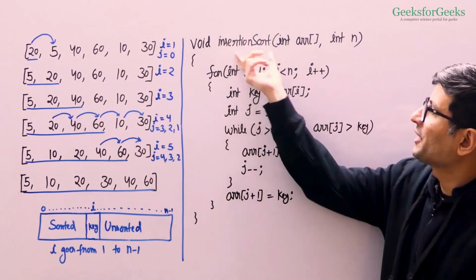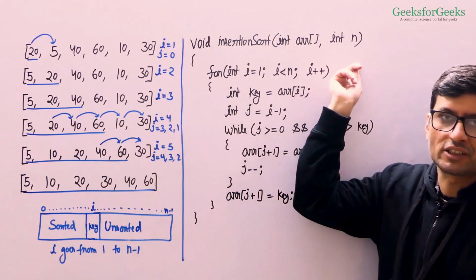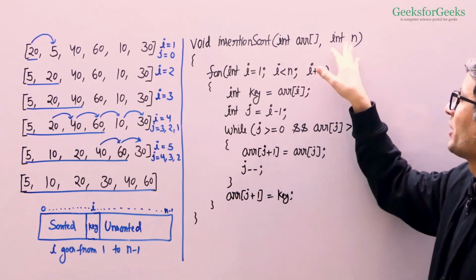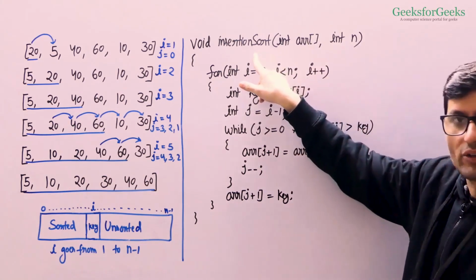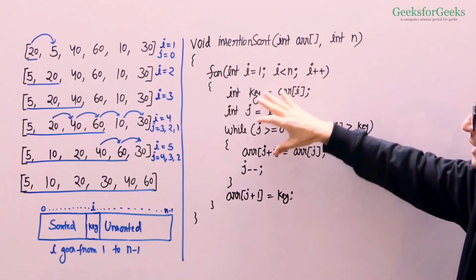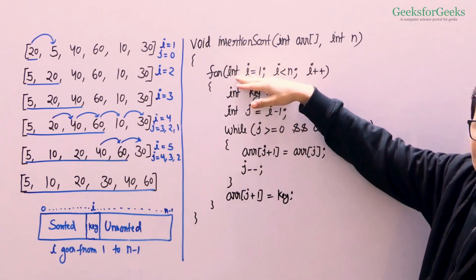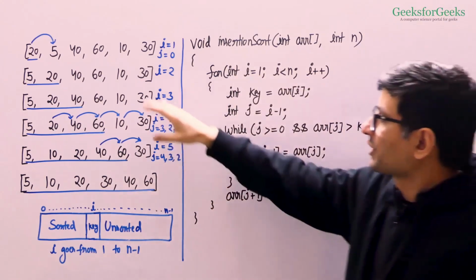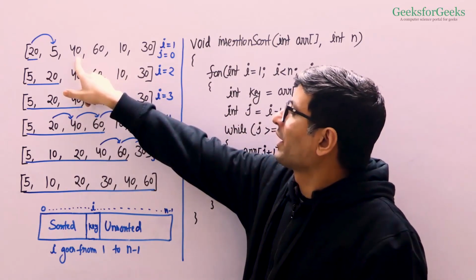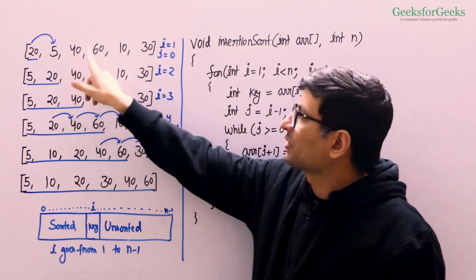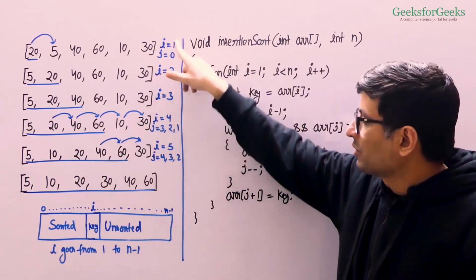We have a function that takes an array and the size of the array as an argument. If you're programming in Java, then you can get the size by doing array.length. So what we do inside this function, we run a loop from 1 to n minus 1. For this array, the size n is 6, so we are going to run a loop from I equal to 1 to 5.